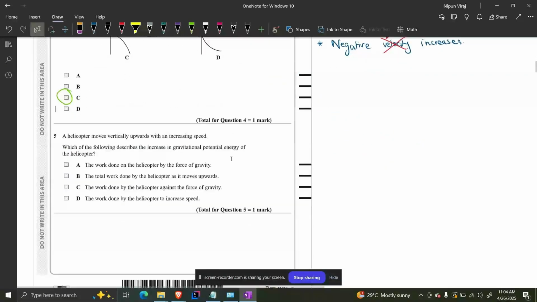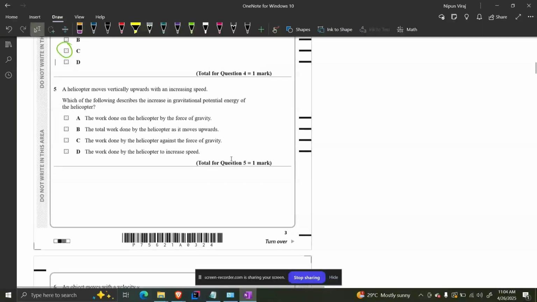Right. Then question 5. A helicopter moves vertically upwards with an increase in speed. Which of the following describes the increase in gravitational potential energy? The helicopter. Okay. So we have an equation saying work done is equal to change in energy. So here surely it should be something related to work done. But they are asking which of the following describes increase in gravitational potential energy. So here we should add another word, change in gravitational potential energy.